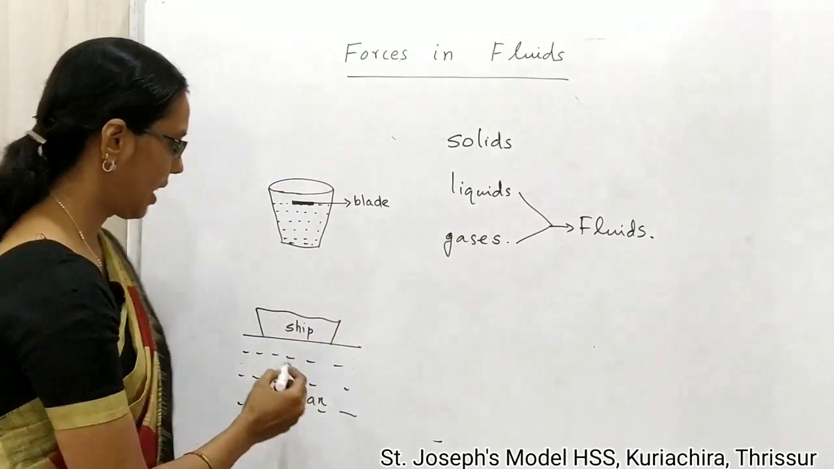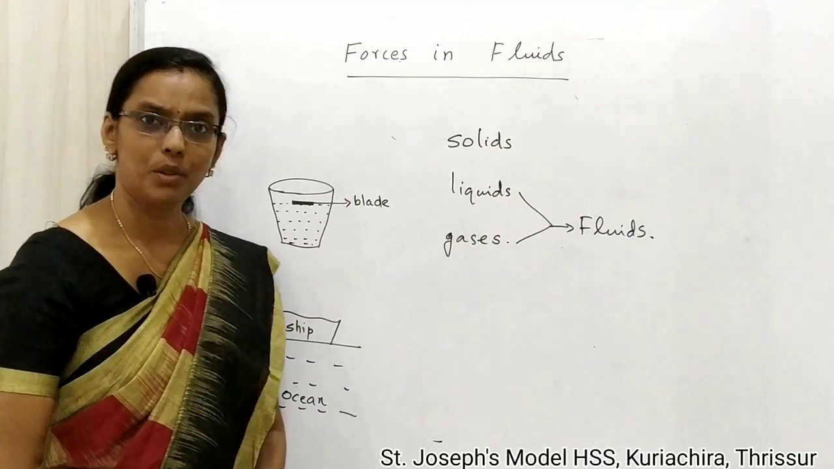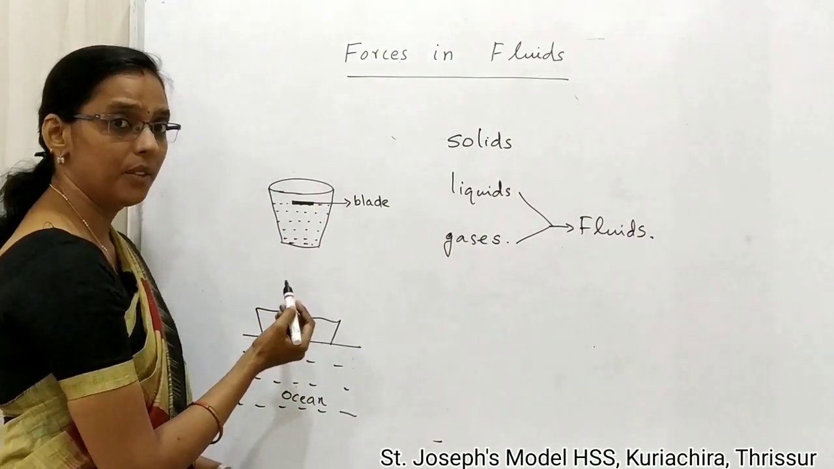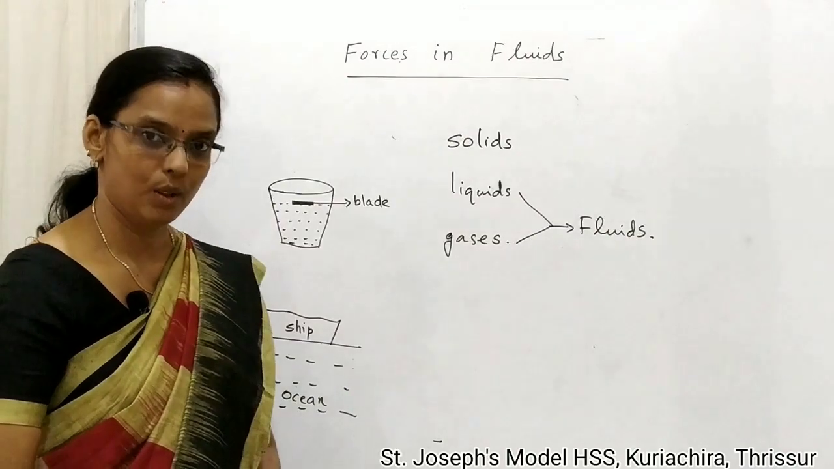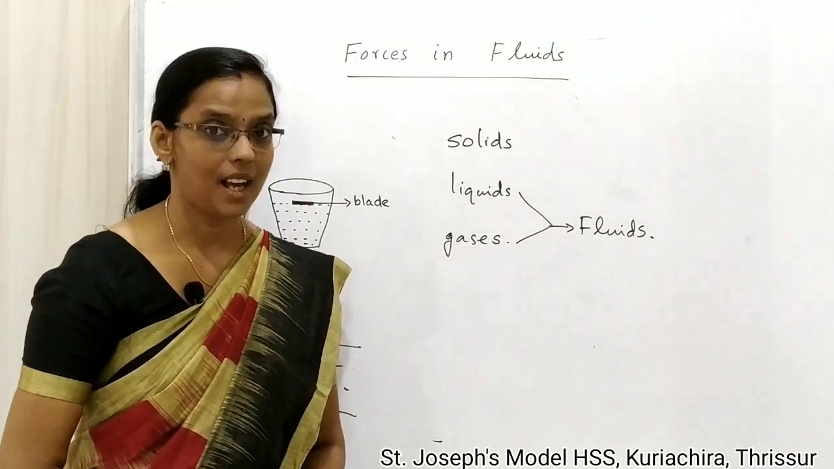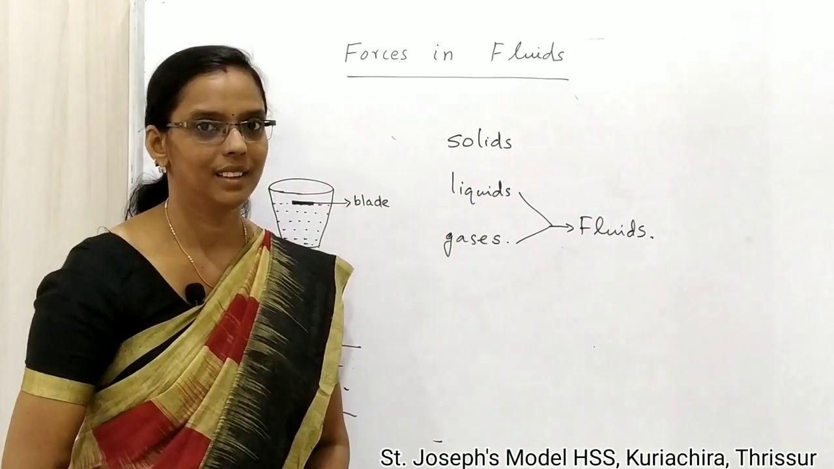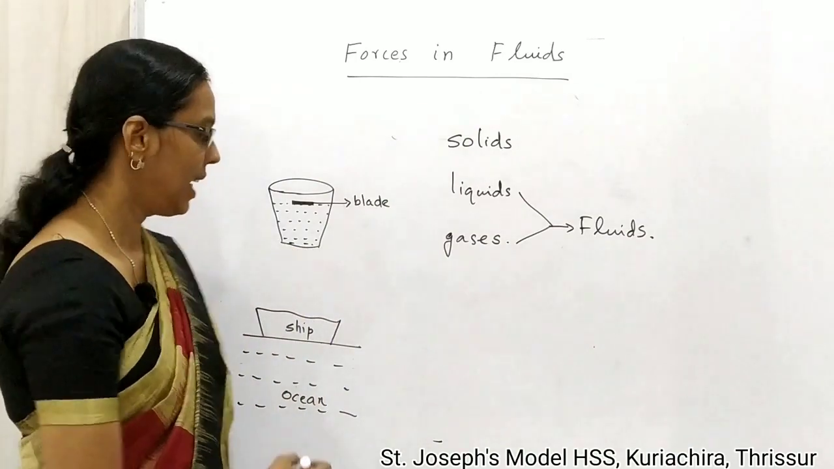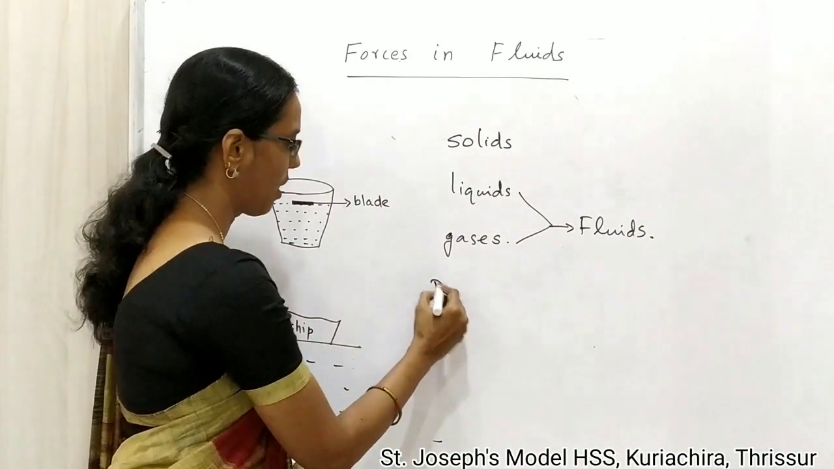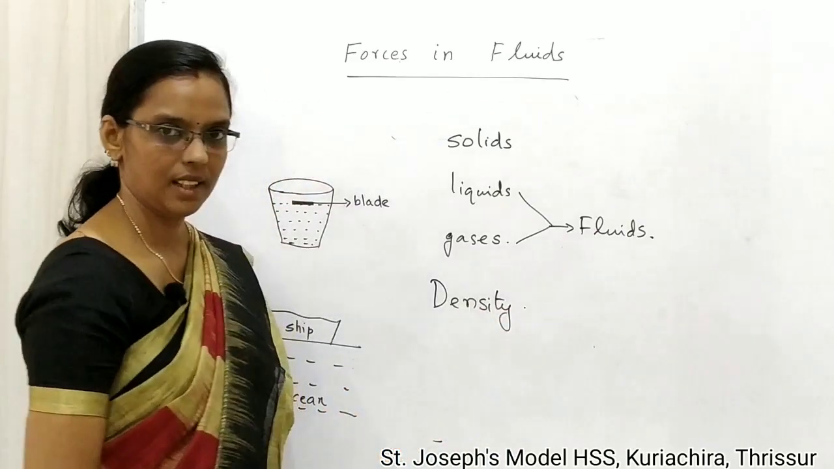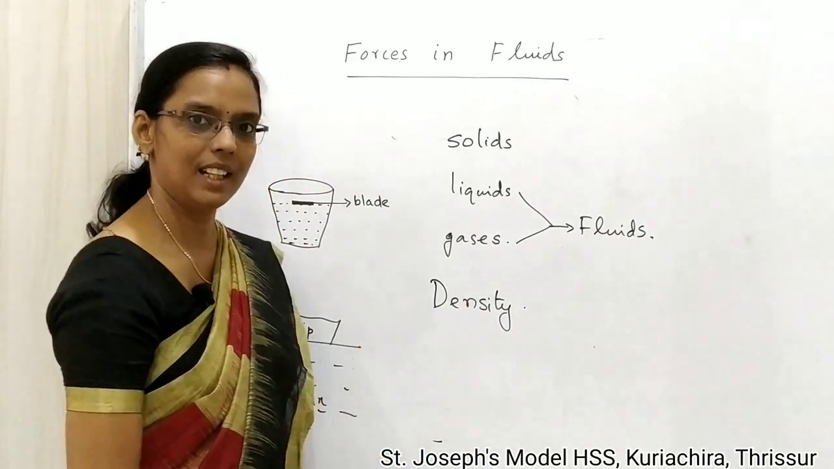Now consider the case of a ship that also floats on water. Right? Is the weight of the ship very low? No. Right? Weight of the ship is very large. It is made of iron. So, what is the reason for that? This can be explained on the basis of density. You must have studied density in lower class.